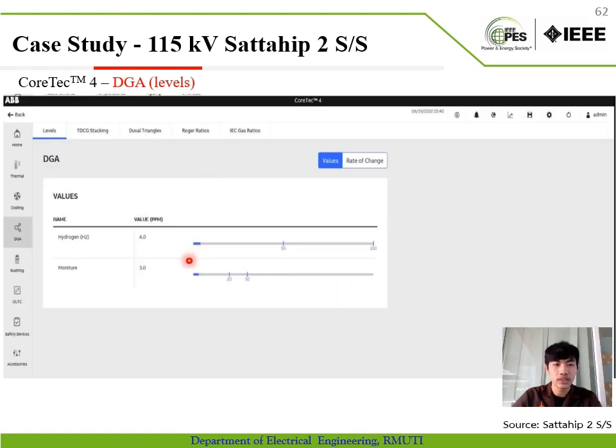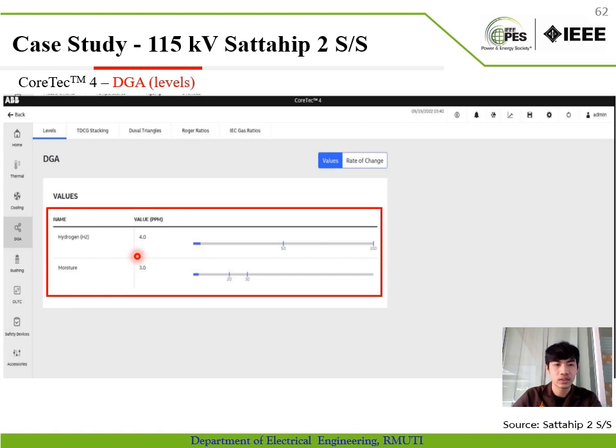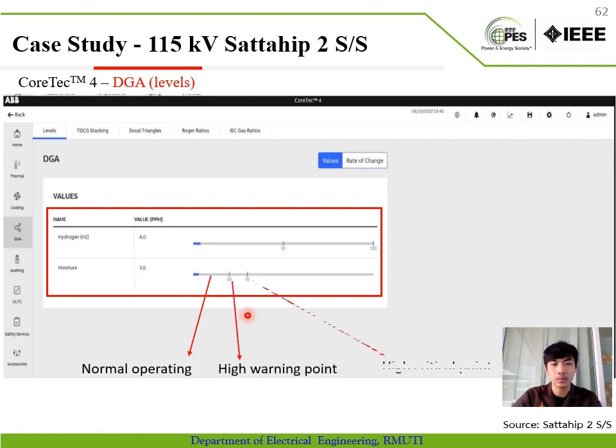On DGA level, it displays only hydrogen and moisture because it has only Constant TM single gas analysis, and is divided into 3 steps: normal operating, high running point, and high critical point. And the total dissolved combustible gas, stacking, duval triangle, Rogers, IEEE ratio are not displayed because it does not include Constant TM10 for multiple gas analysis.